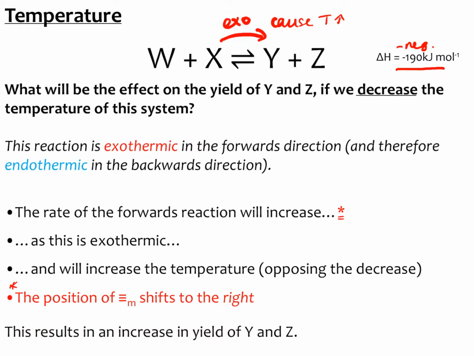So this would result in an increase in yield of Y and Z. If we've increased the rate of the forwards reaction or shifted the equilibrium to the right, we're favouring the right hand side and therefore the yield of the products goes up.